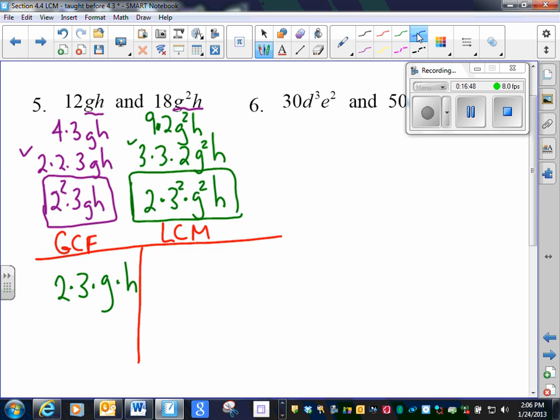Great. Now I need to put an exponent on it. This is 2 squared. This is 2 to the first. 1 is lower than 2. This is 3 to the first. 3 squared. 1 is lower than 2. This is G to the first. This is G squared. 1 is lower than 2. And H is only to the first power. So that's the exponent I'm going to put on it.